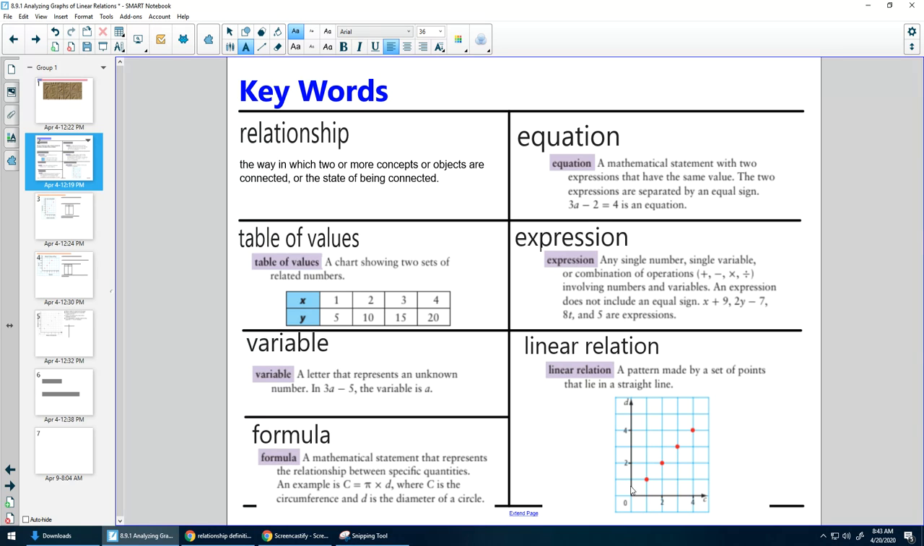So I recommend you pause the video, make sure you get these definitions down, and then you can press play and continue on.